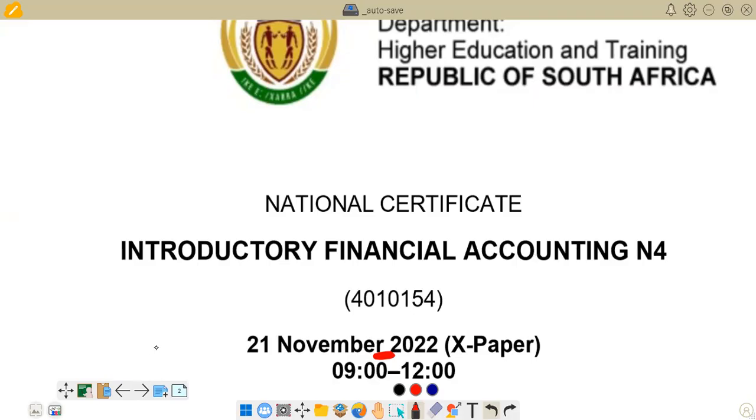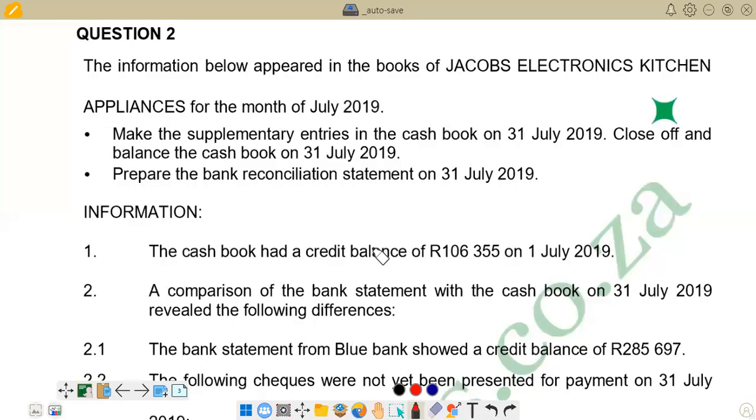So if we go to our question, this is the question that we have on question 2. The question reads: the information below appeared in the books of Jacob's Electronic Kitchen Appliances for the month of July 2019. The first point: make the supplementary entries in the cash book on 31 July 2019, then close off and balance the cash book on 31 July 2019. The second point: prepare the bank reconciliation statement on 31 July 2019. So these are the requirements according to this question.